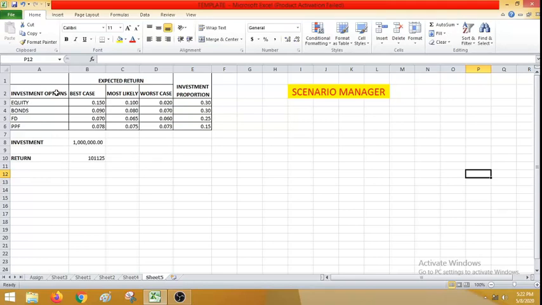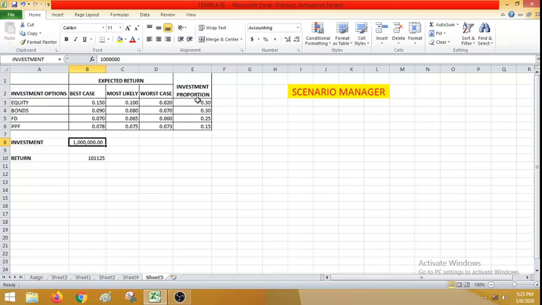So I have an investment of nearly 10 lakhs in my hand, 10 lakhs or 1 million. And I have four options, that is, my portfolio is going to have four options in it. So it is a combination of equity, bonds, FD and PPF.